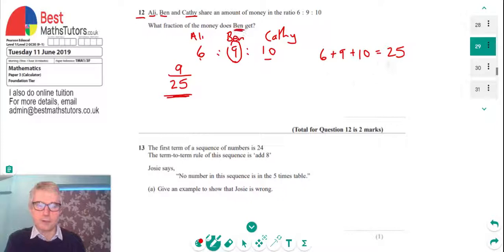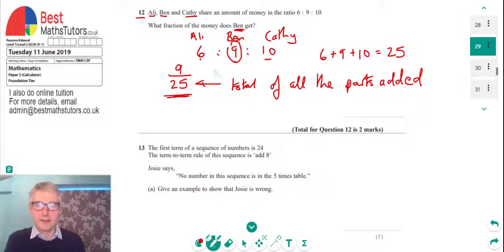So just to repeat what I've said there, the bottom of the fraction is actually the total of all the parts of the ratio added, and the top of the fraction is the number which represents Ben. So this is Ben's part.